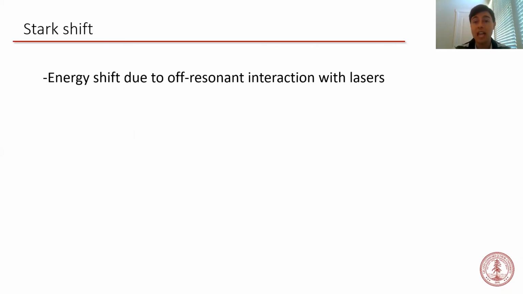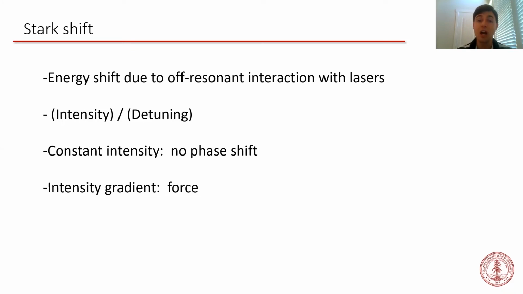The Stark shift is the energy shift of the atom's electronic state due to the off-resonant interaction with the interferometry lasers during the light pulses. The shift is proportional to the laser intensity, and it's inversely proportional to the detuning of the laser from the single photon resonance. If the laser intensity is constant on the spatial scale of the interferometer, then there's no phase shift, but if there's a linear intensity gradient between the two arms, then the laser exerts a force on the atoms. And in general, this force is different for the two isotopes because they have different transition frequencies. So that means the Stark effect can cause a differential acceleration.